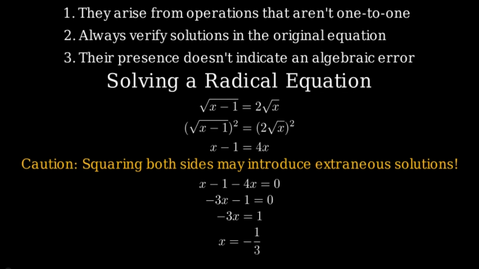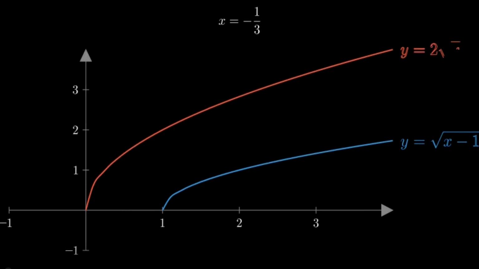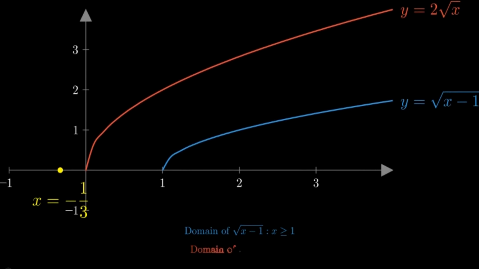Let's visualize this equation and our supposed solution. Here, I've graphed y equals square root of x minus 1 in blue and y equals 2 times square root of x in red. The solution to our equation would be the x value where these two graphs intersect. Let's look at x equals -1/3. Is this an intersection point? Wait, there seems to be a problem.